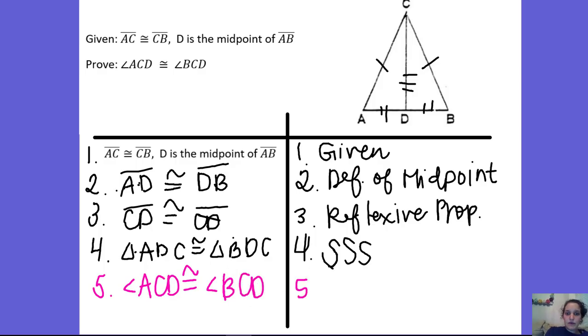Because now that I've proven that the two triangles are congruent, now CPCTC, I can use it to prove that any of the other corresponding parts are also going to be congruent to each other. So remember, I can only use CPCTC after I have proven the triangles are congruent by one of my shortcuts.